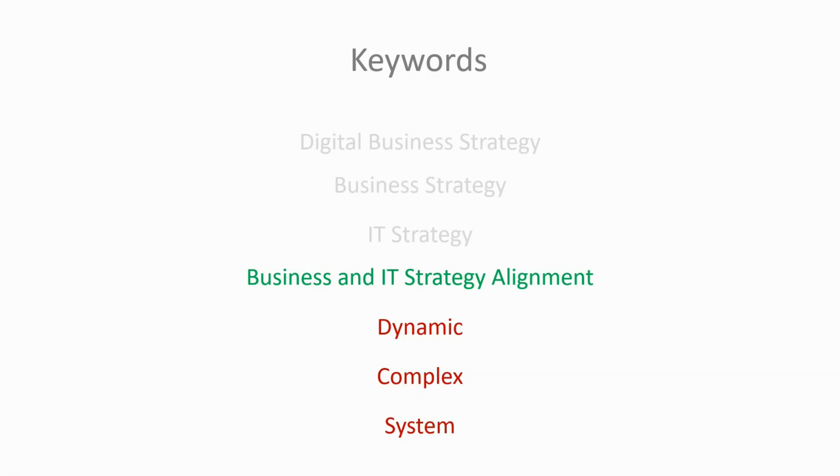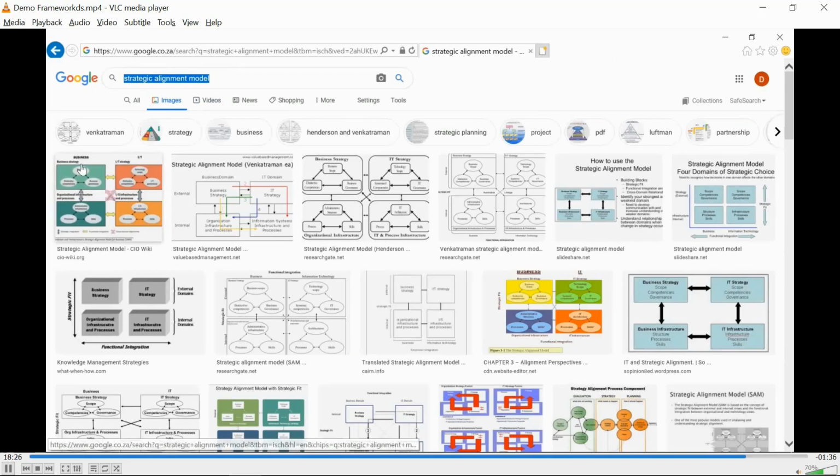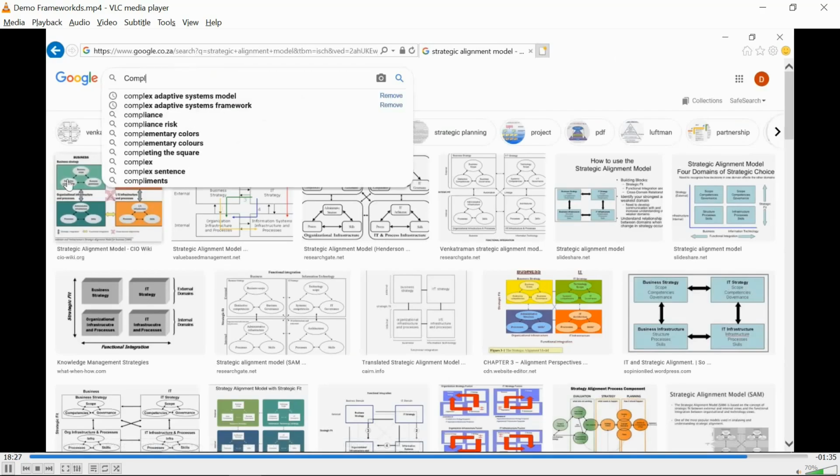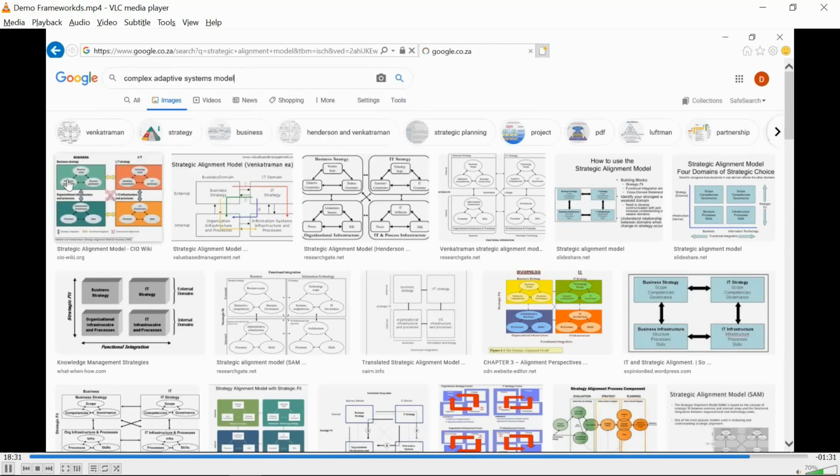While it may look like we have found our framework, you need to go back to your keywords to see if there are any other keywords that must still be reviewed. In this case, we still have dynamic, complex, and system. Continue the search, first on normal Google, then moving to Google Scholar to do the validation and learning more about the frameworks.